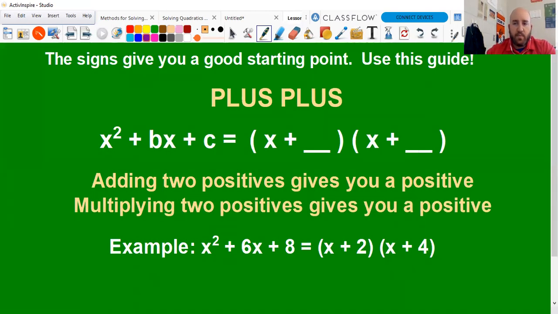All right, so the main thing we want to focus on is the numbers. Again, got to multiply to get the C, add or subtract to give me B. The signs are also going to help us out now, okay? The signs are also going to help us out.